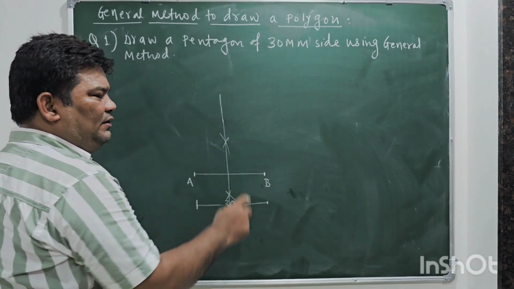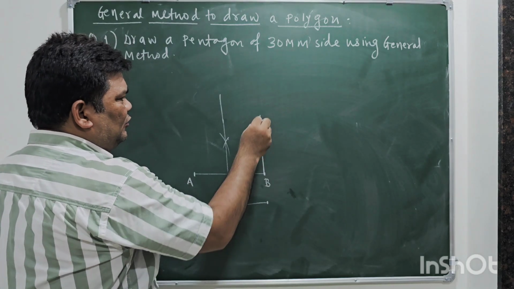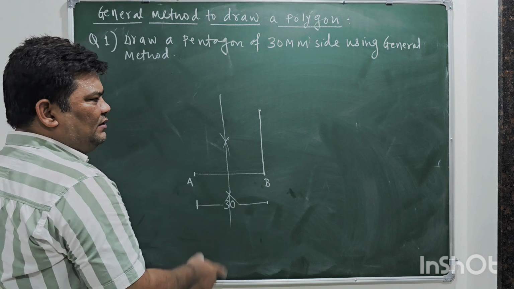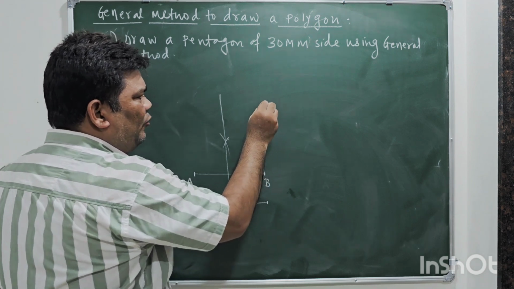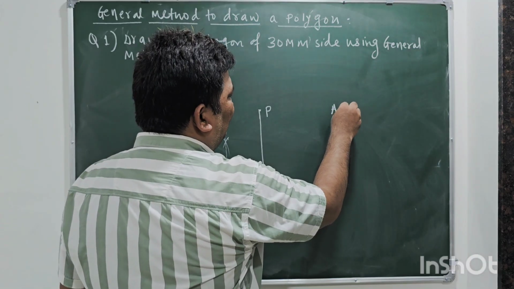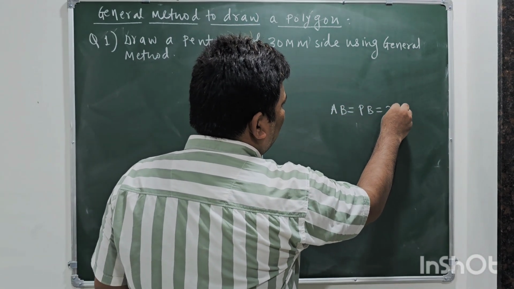After that, from point B draw a perpendicular projector so that the length of the perpendicular projector and the length of the side should be the same. Name the point here as P. So AB equals PB, which is equal to 30 mm.